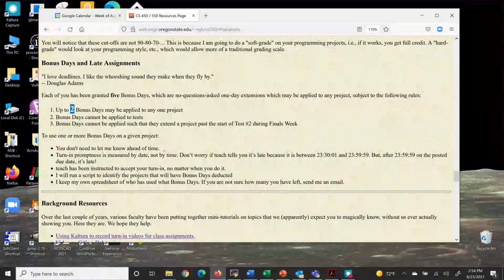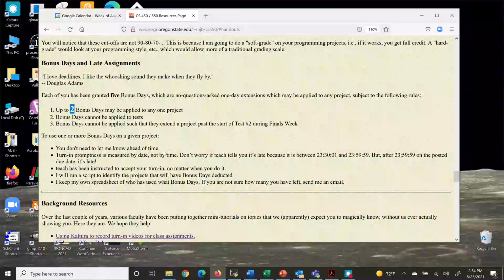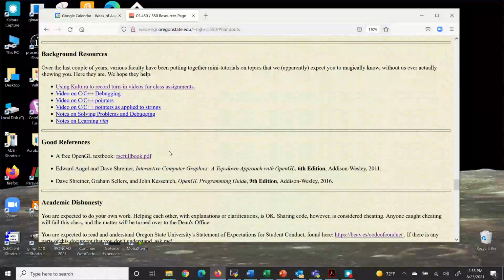You're going to turn in your assignment into Teach, and I have a script that looks at the date it got turned in. I don't care about the time, I just care about the date. If it's the date it's due or less, it's on time. If it's one day beyond that, you're going to use up a bonus day. I have a script that does all that too. If it's 2 days beyond that, you use up 2 bonus days. If it's 3 or more days past the due date, you get a 0 on the project. So don't do that.